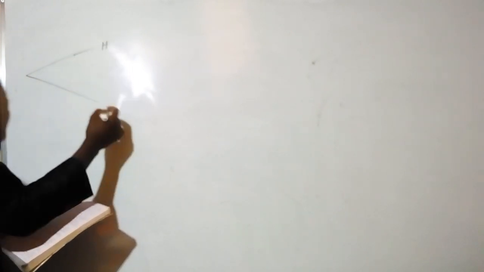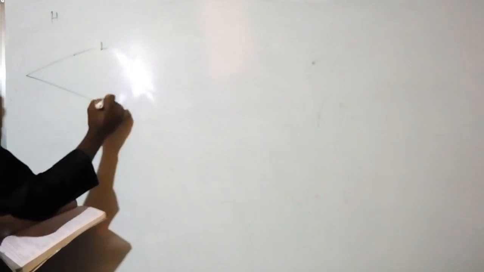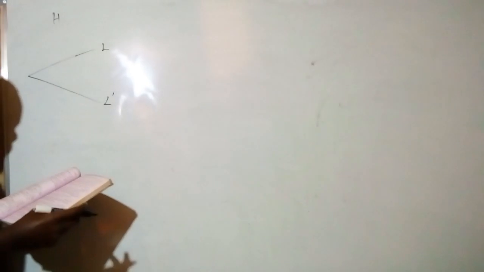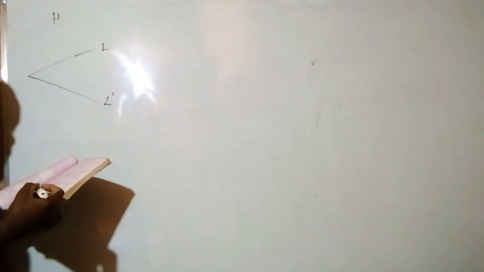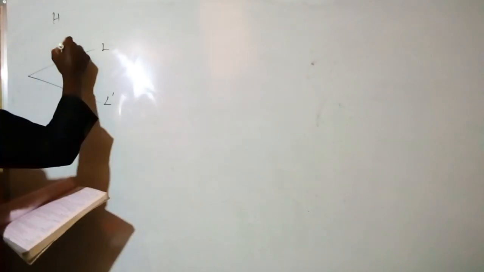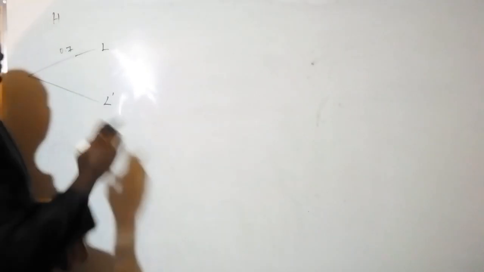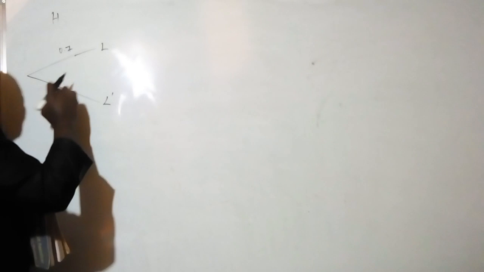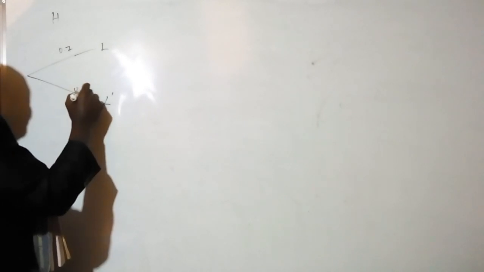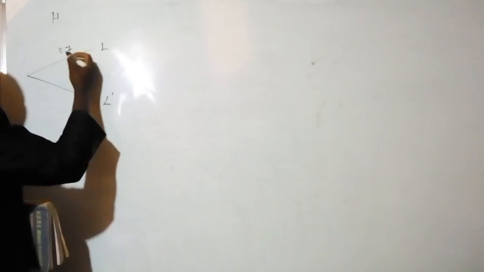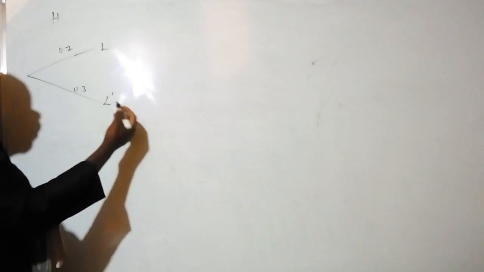This is the husband, alive or not alive. The probability of the husband to be alive is 0.7. Since the probabilities are supposed to add up to 1, we take 1 minus 0.7, which is 0.3. Husband will be alive, it's 0.7. Husband will not be alive is 0.3.